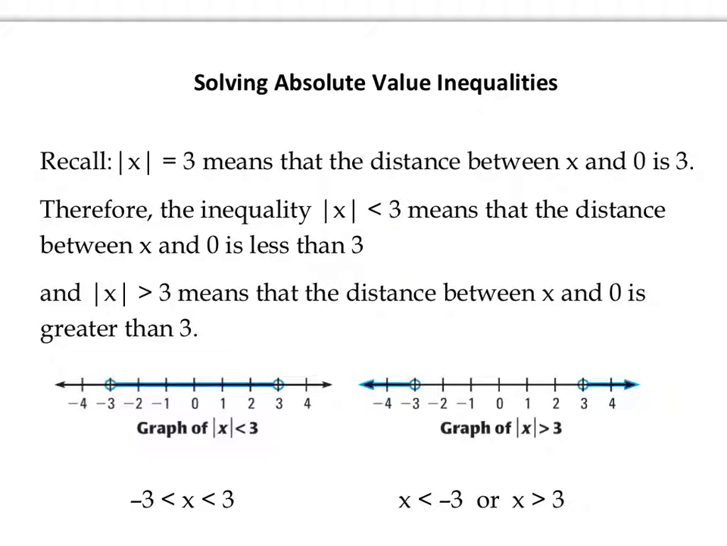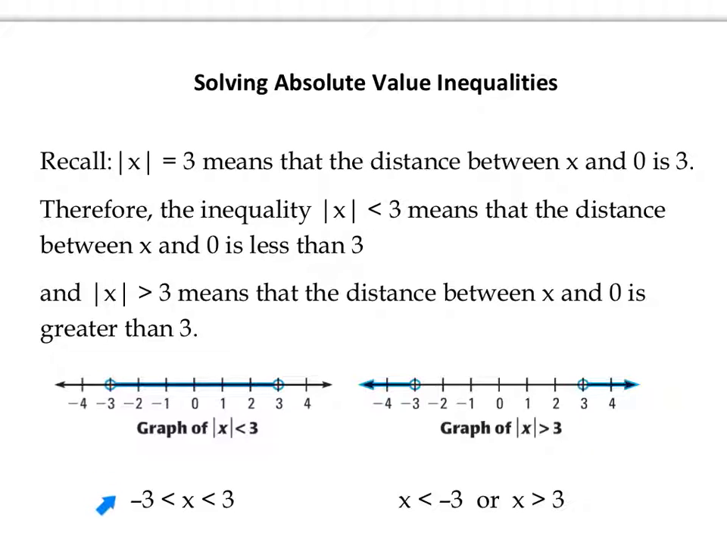So what does that look like on a graph? We can see down here below. The graph of absolute value of x is less than 3 means the number is between -3 and 3. That distance here is closer to 0 than 3 units away. Or if it's greater than 3 units, it means it's more than 3 or less than -3. And we can see that down with our compound inequalities at the bottom there.